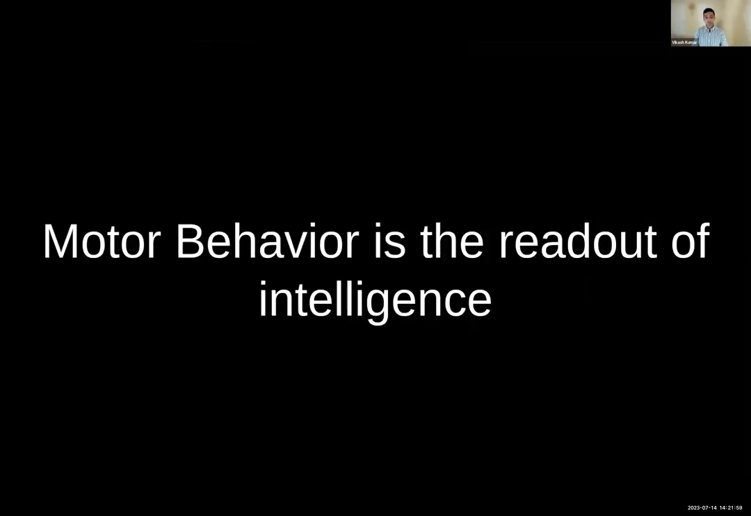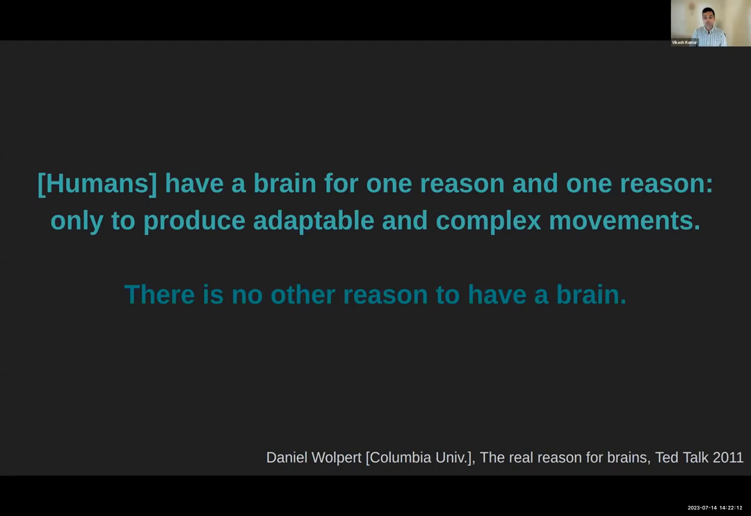Right? And the point of view I'm going to take for this talk is that motor behavior is nothing but a readout of intelligence. So the more intelligent a being is, the more articulate and more impressive the motor behavior it is capable of exhibiting. Daniel Wolpert actually goes a level above the statement I made, and says the human brain exists for one and only one reason, and that is to produce adaptable and complex movement. Otherwise, there is no real reason to have a brain. Every other function can be handled without the brain, right?